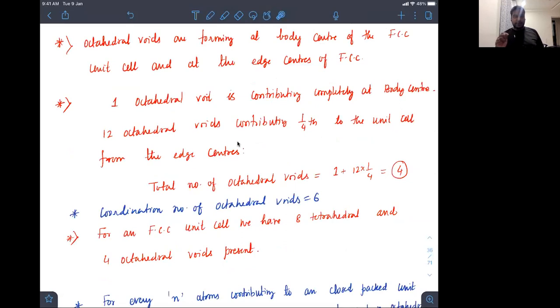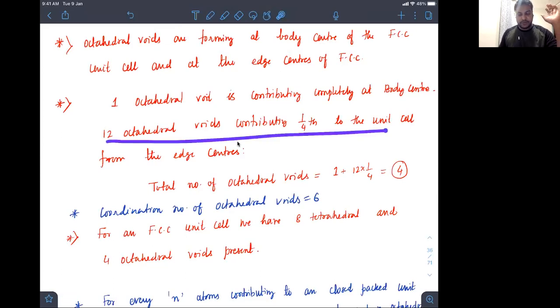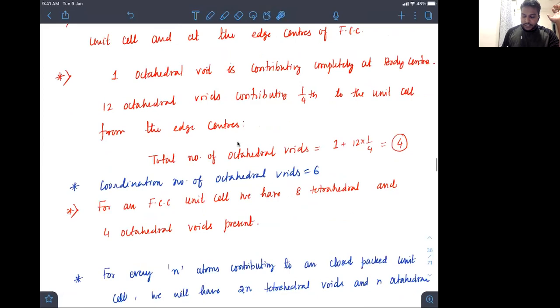Now look at this. These lines I have written are very important. Octahedral voids are formed at the body center of the FCC and at the edges of the FCC. This is what we have found. Next, 1 octahedral void is contributing completely at the body center, and 12 octahedral voids are contributing by 1/4. So in total we got 4 octahedral voids. Coordination number is 6, as I told you. And in FCC, how many tetrahedral voids do we have? We have 8 tetrahedral voids already, and we have now found there are 4 octahedral voids.